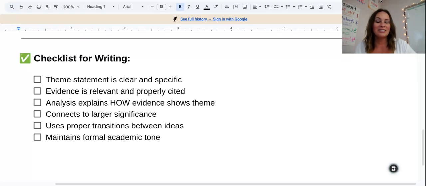All right, you're good to go for 2.3 practice, where you're actually going to be writing a paragraph.